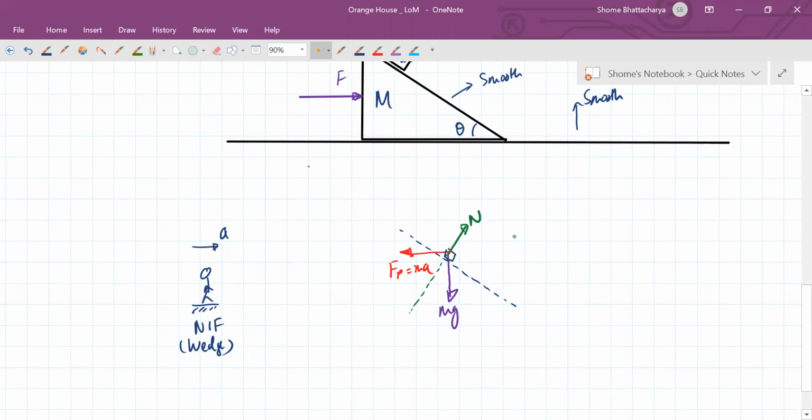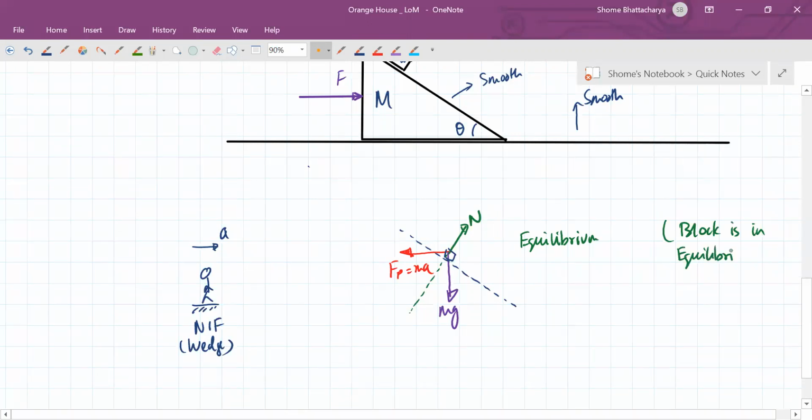Now what is happening with respect to this? There is an equilibrium. The block is in equilibrium with respect to the wedge. So from this you will find out the value of acceleration. Given that you know that this angle theta is 37 degrees. And so on and so forth.